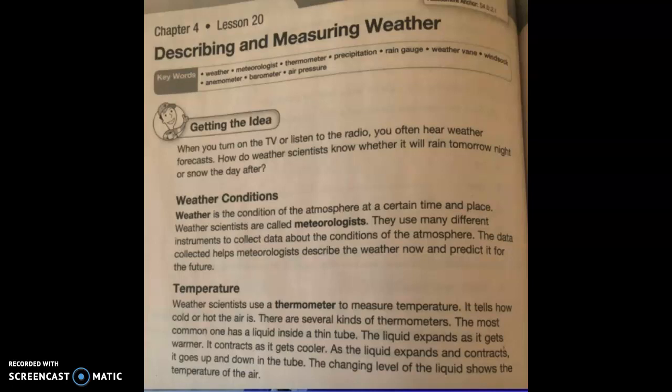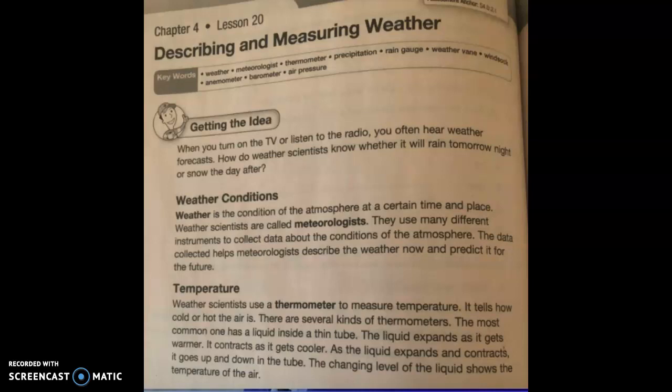When you turn on the TV or listen to the radio, you often hear weather forecasts. How do weather scientists know whether it will rain tomorrow night or snow the day after? As you've probably seen, our weather patterns have changed very consistently, so being a weather forecaster is not the easiest job, and we can tell that over the years, the weather has gotten a little bit harder to predict. So let's find out the weather conditions and then some of the tools that these scientists use.